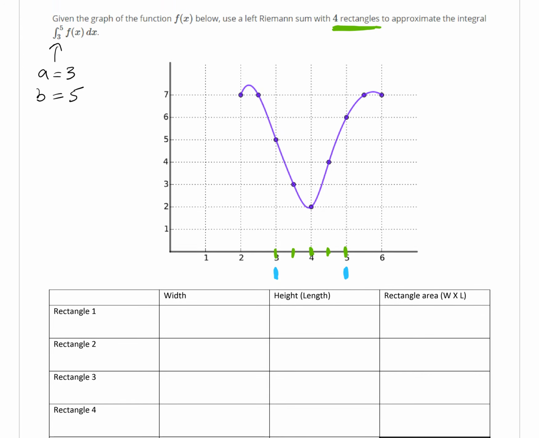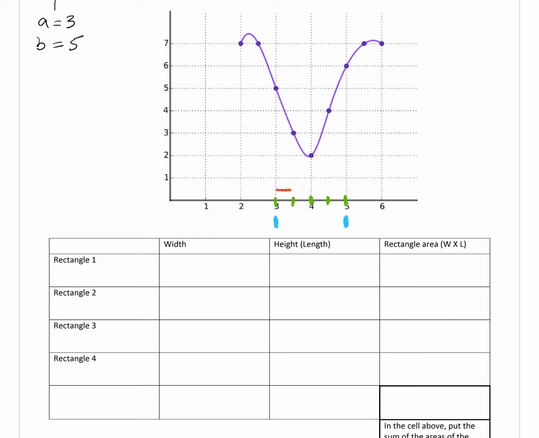Now, very important to doing the Riemann sum is the length of each of these equal parts. That's going to be 1/2 a unit. 1/2, 1/2, 1/2, 1/2.